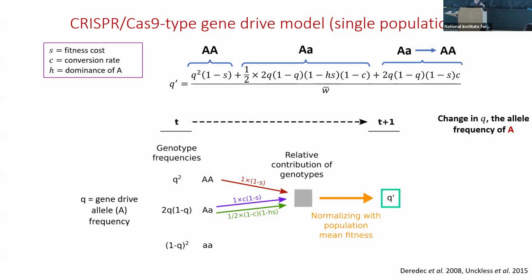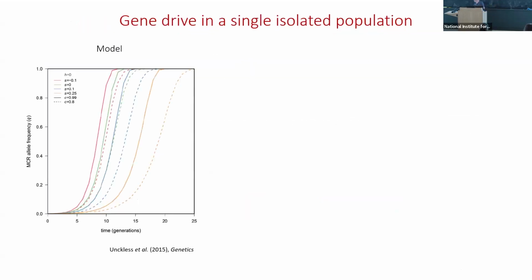So people can just take this simple model and run it with some parameters. And what we see is that for a wide range of parameters, we get very fast increase in the frequency of the gene drive from very low frequency to fixation in something of the order of 10 to 20 generations for a wide range of parameters.